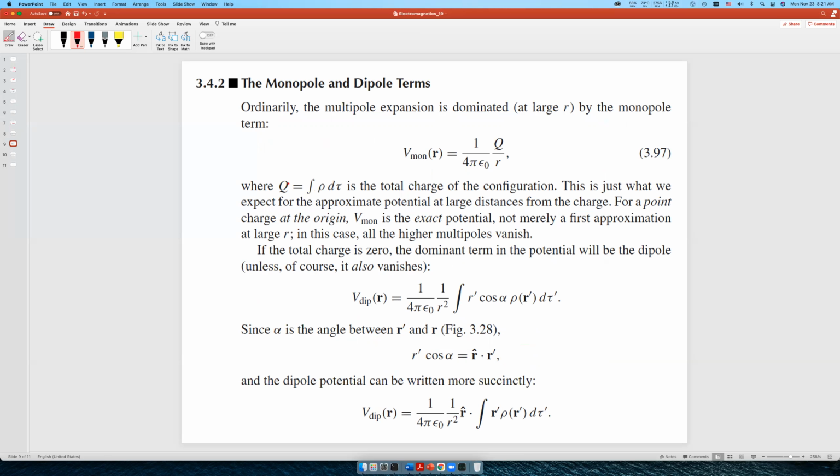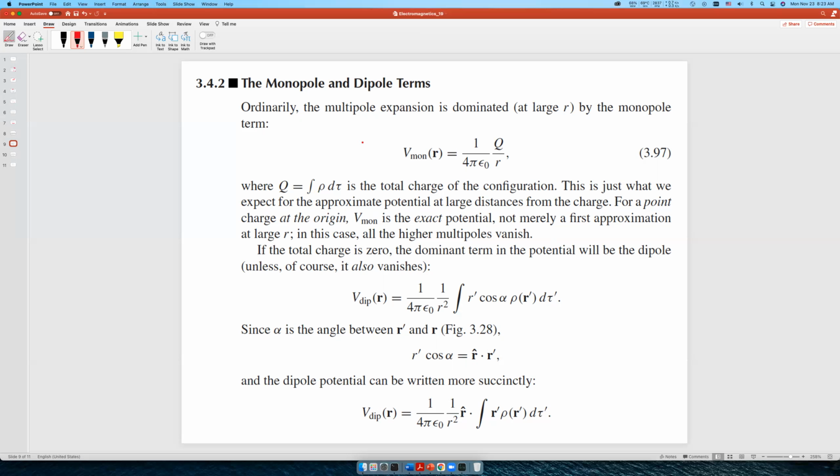And then it could be written in this equation, and Q, of course, is the volume integral of the total charge. This is what we expected for the approximate potential at large distance from the charge. For a point charge at the origin, the potential of the monopole is exactly the potential, not only a first approximation of the potential at a large r. In this case, all the higher multipoles vanish.